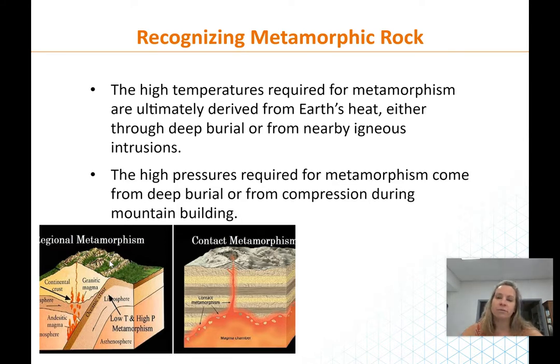So it has created this kind of whole region of metamorphic rock, whereas contact will be one specific spot. Like if you go to Mount Shasta, for example, you might see some metamorphic rock right around the magma chamber. But you won't see it across the entire region. You're going to see mostly just igneous rock.